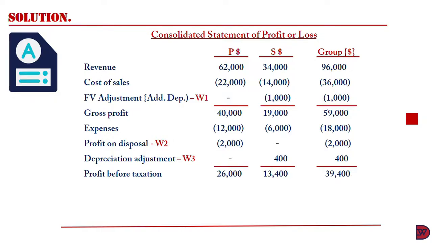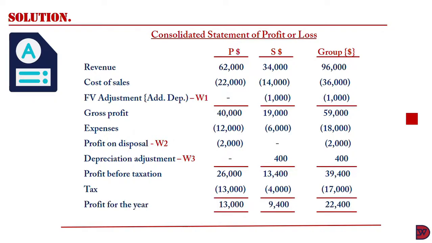Then we come to the profit before taxation, which is 26,000 for P, 13,400 for S, 39,400 for the group. Then we come to tax: 13,000 for P, $4,000 for S, 17,000 for the group. Profit for the year will be 13,000 for P, 9,400 for S, 22,400 for the group.